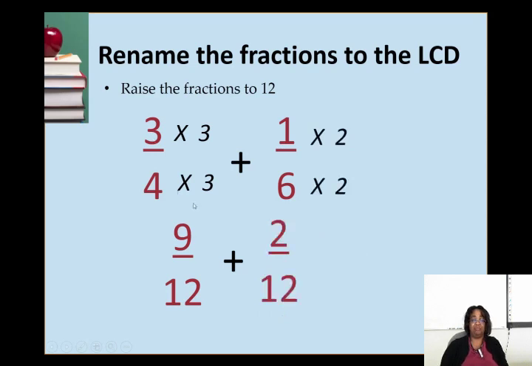Now that I have raised the fractions to the correct denominator, I can go ahead and add. So what would my answer be here? 11 over 12. Can I reduce 11 over 12? No. So if I can't reduce it and the only factor they have in common is 1, I'm done.